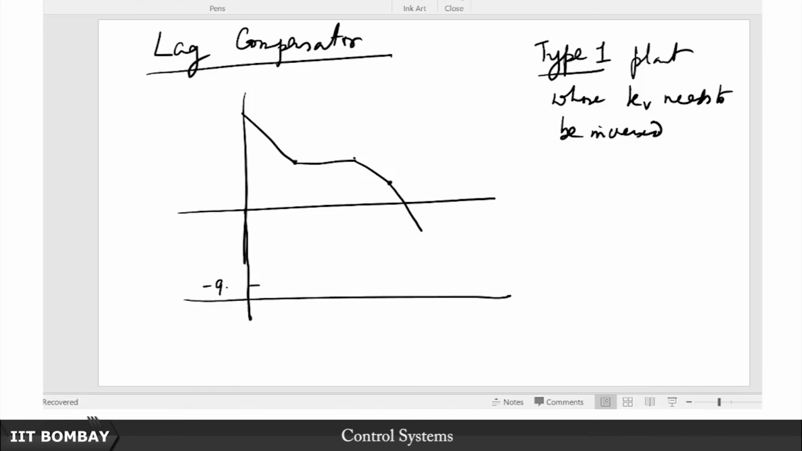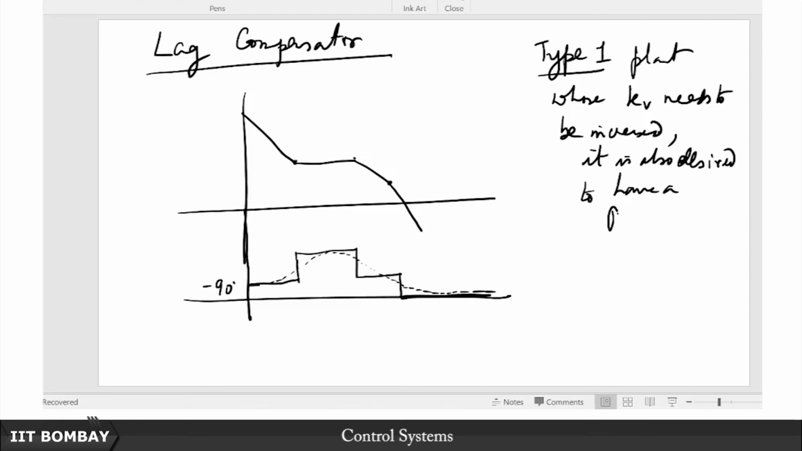Let us say its phase plot starts at minus 90 degrees because it is type 1. So it goes all the way up until here, then it goes to 0 like this, then it again comes back to 90 here, and then it goes back to minus 180 here. So this is the typical sketch that we had drawn for our earlier example. Apart from this, it is also desired to have a phase margin of say 60 degrees.